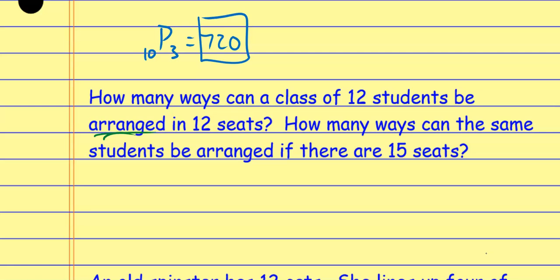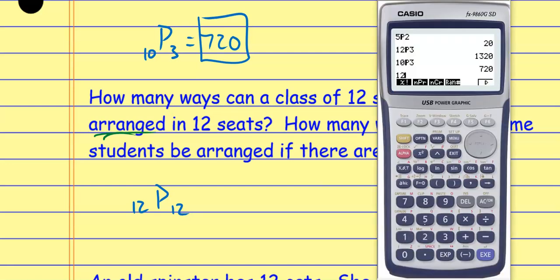And so what I have here is 12 total students, right? Or 12 total seats. There's 12 options for seating. And there's 12 total students. So it's the permutation of 12, choose 12. And look at that. That's huge.